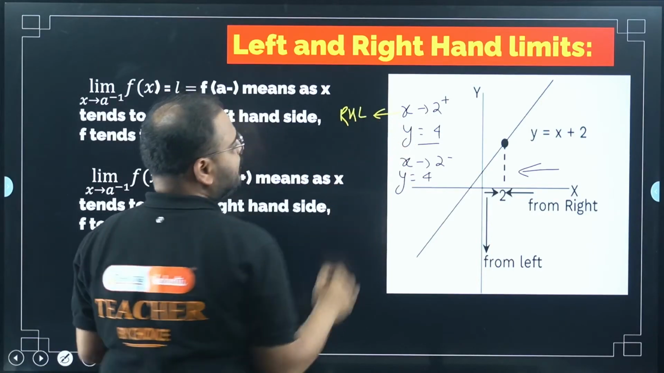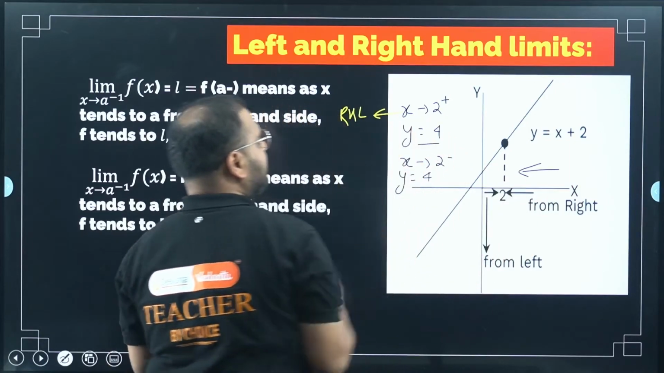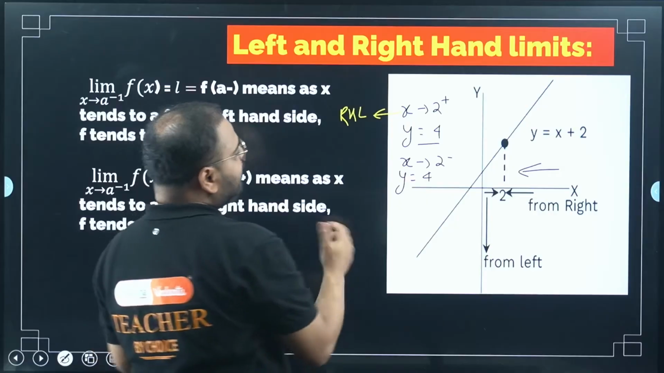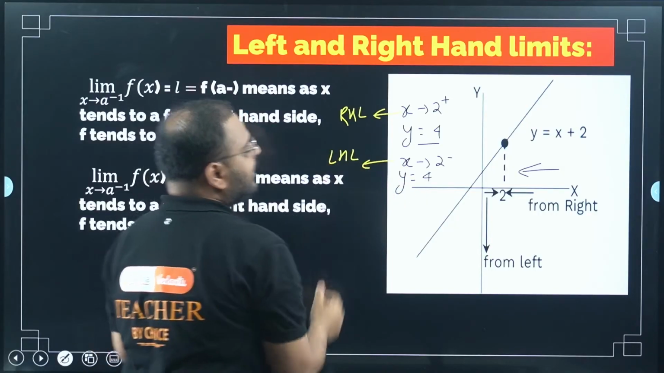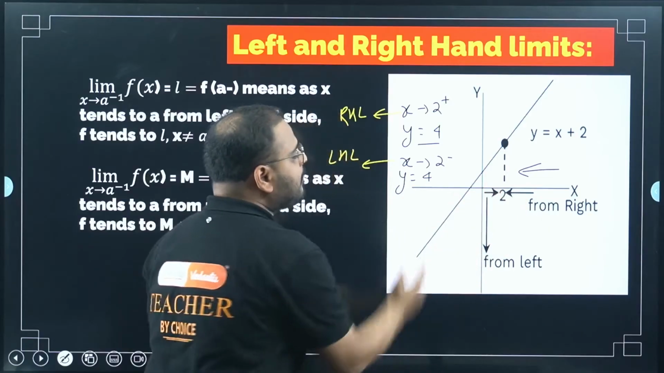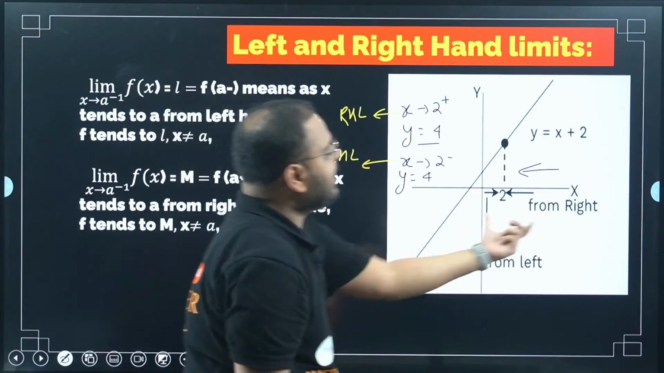This part is called RHL, because we are trying to approach the value 2 from the right hand side. So it is the right hand limit. In the same way, for this we call it LHL, which means left hand limit. Why left hand limit? Because we are trying to approach this 2 from the left. For that reason, we call it left hand limit and right hand limit.